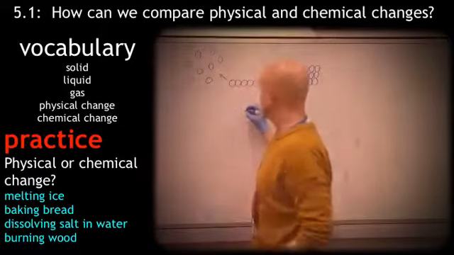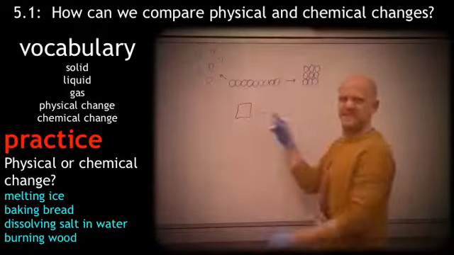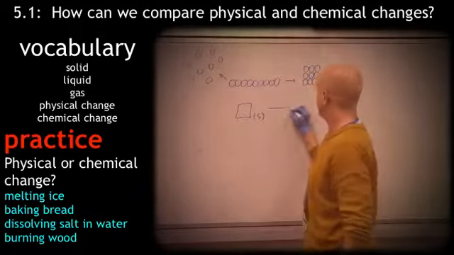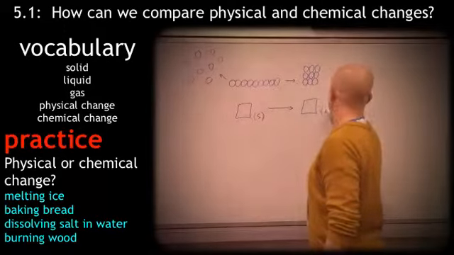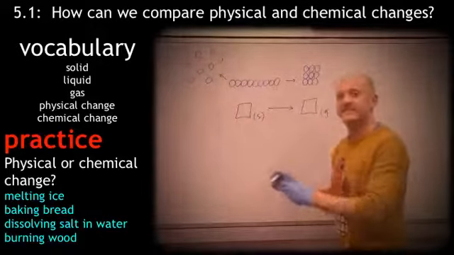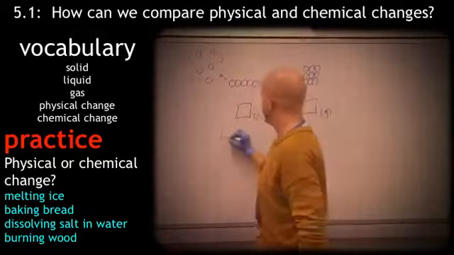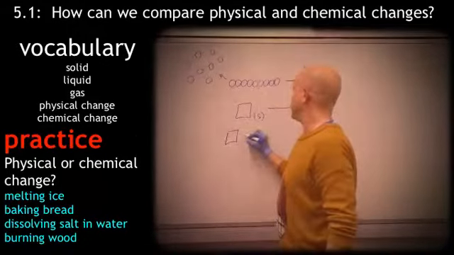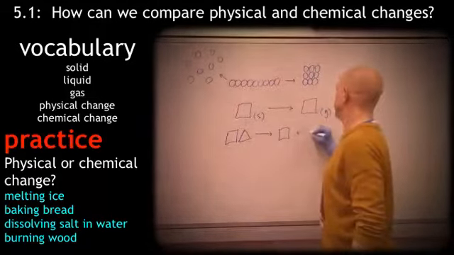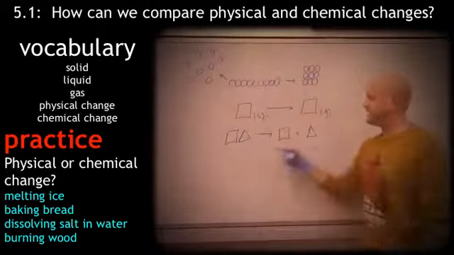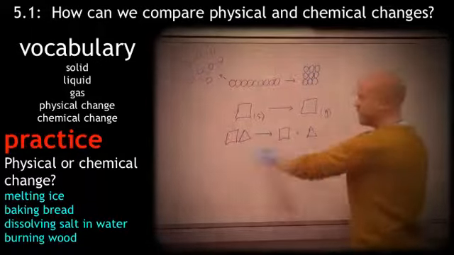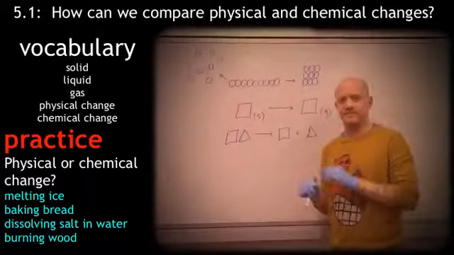So physical change is going to look something like this. Using a square as an example, this means solid. This means gas. Going from solid to gas is a physical change. Now if I had this, a square, let's say I had a square triangle, and it goes to square plus triangle, this is a chemical change. This is an example of a decomposition reaction. So anytime you have a reaction, it's a chemical change.